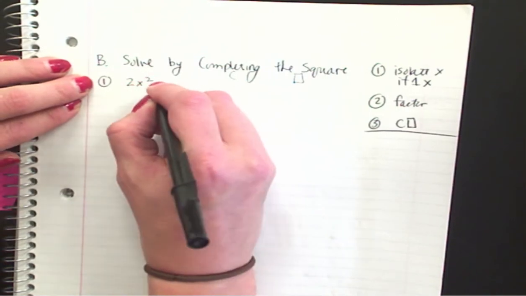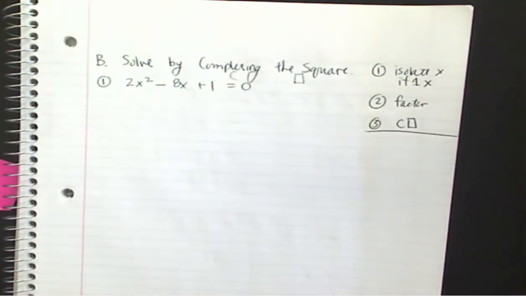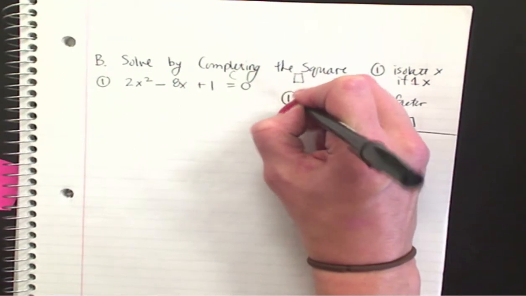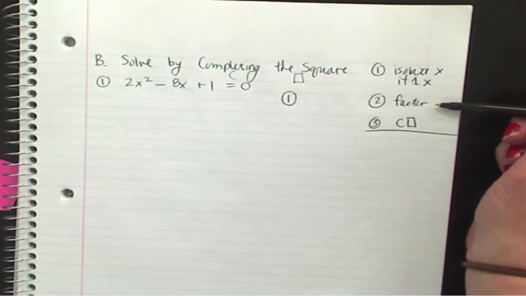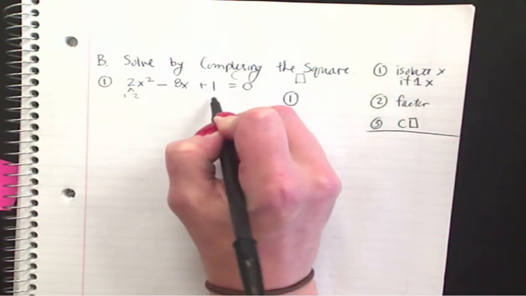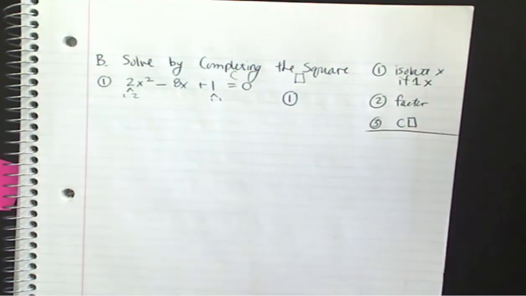2x squared minus 8x plus 1 equals 0. And so I will give you the procedure for solving by completing the square. First thing you're going to do, well, can you factor this? No. Right? First you need to decide that you can't factor. So I'll just show you. 1 and 2, 1 and 1. You're like, nope, factoring's not going to work. That leaves me with complete the square.